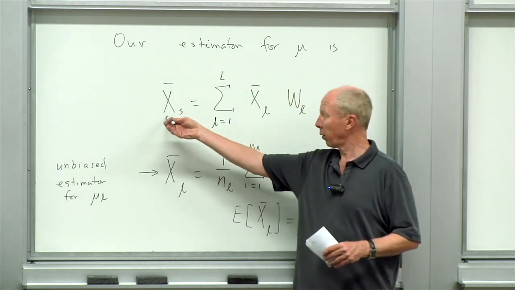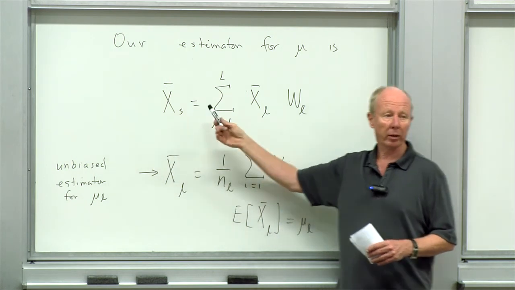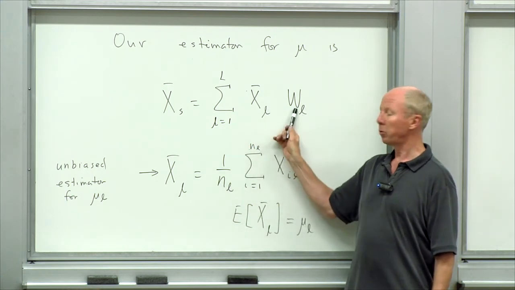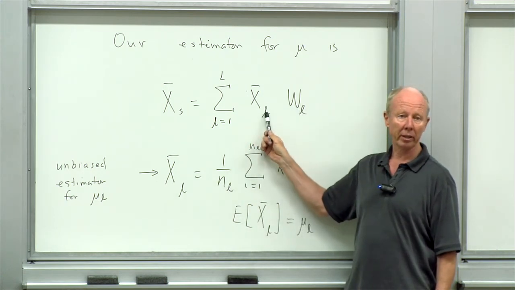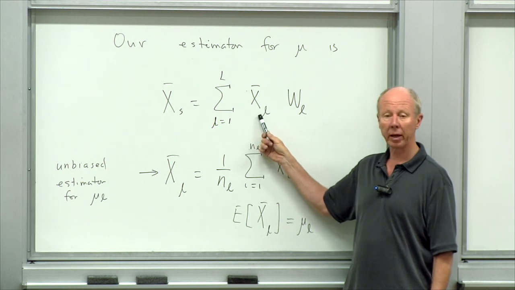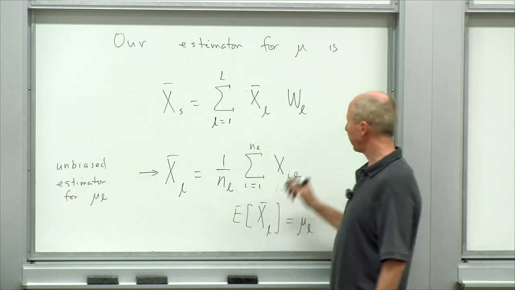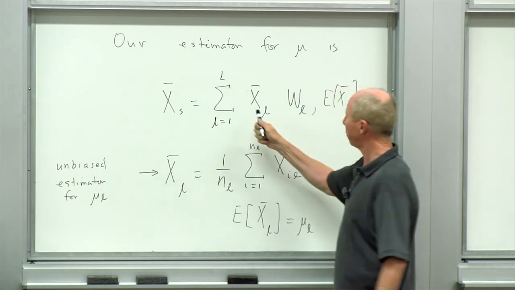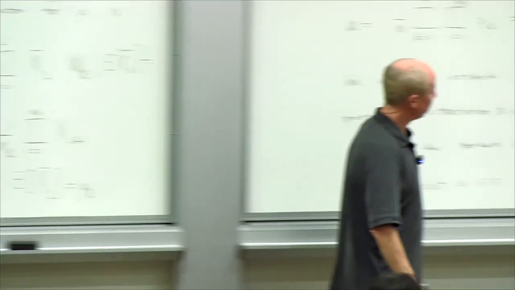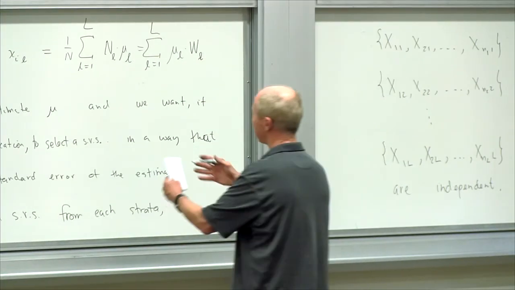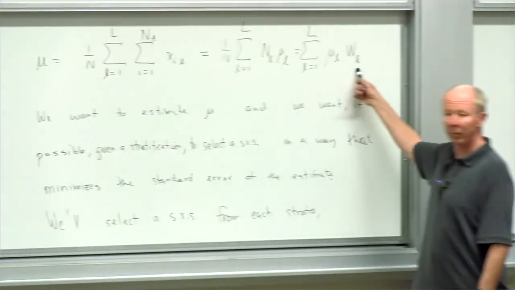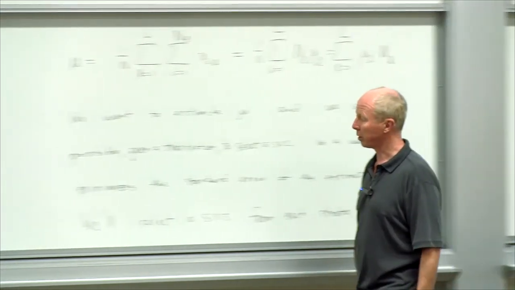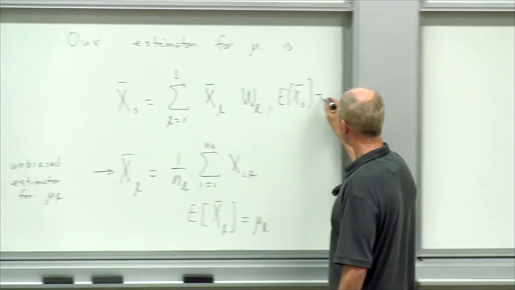So if I take the expected value of this sum, I exchange sum and expected values. The W L is a constant, that's a number. So I take the expected value of this. What's the expected value of that? Mu L. So expected value of X bar S would be the sum mu L W L. And the sum mu L W L is mu. So it's very simple that this gives an unbiased estimator.